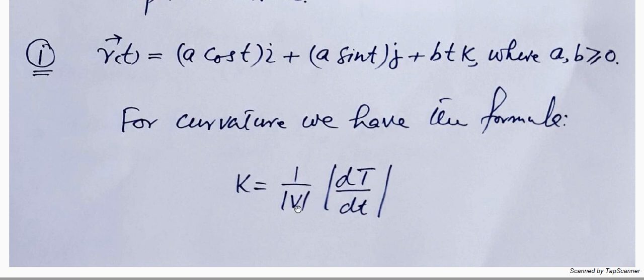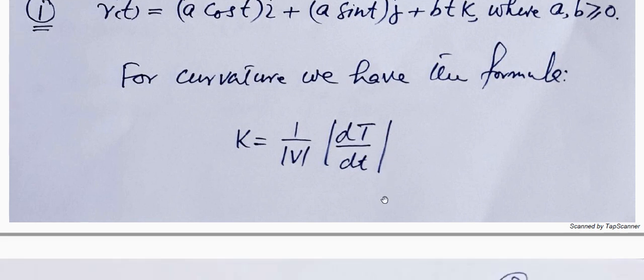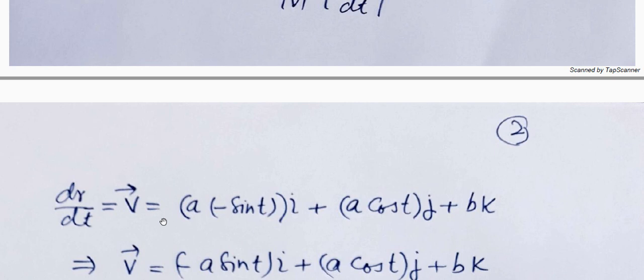You already know how to find velocity. You already know how to find the magnitude of the velocity vector. You already know how to find the unit tangent vector. The only new thing is that you have to find the derivative of the unit tangent vector, and then take the magnitude of this. It's very simple. Now first we can find the velocity.